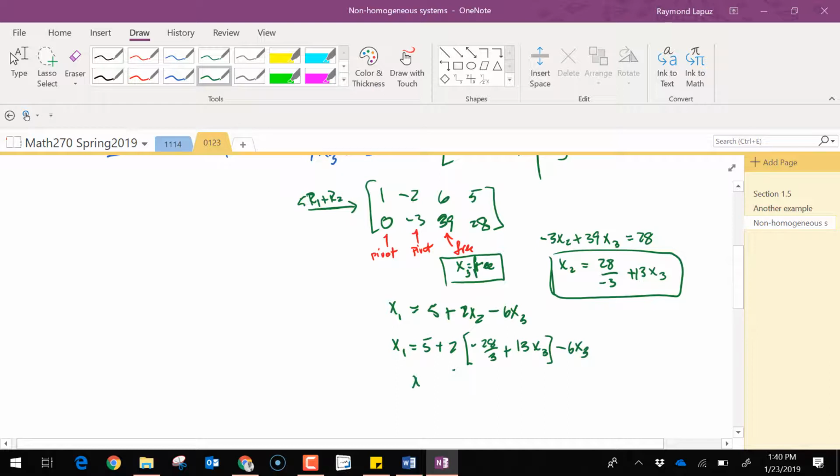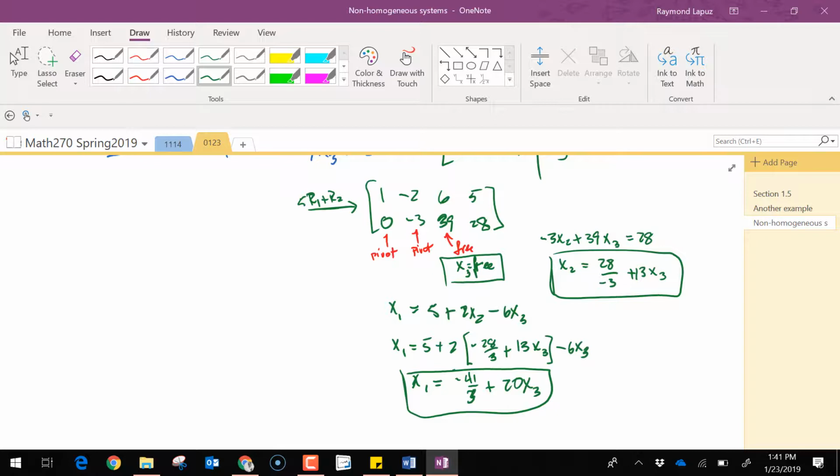So x1 is going to be 5 plus minus 56 over 3, so 56 minus 15, 41. 41 thirds. And then I have 26 minus 6 is 20. Hopefully that's right. All these fractions. Okay.